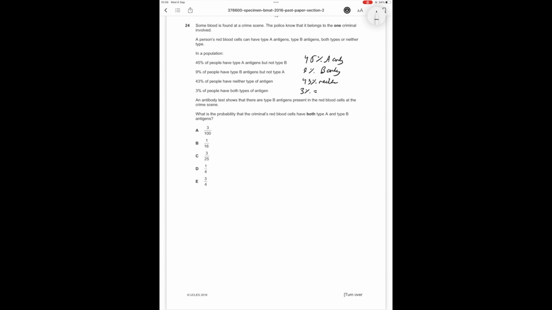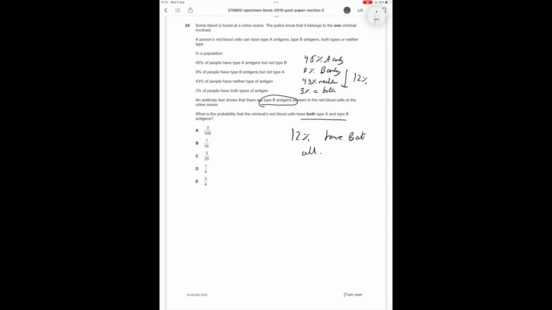3% have both. An antibody test shows that there are type B antigens present in the red blood cells at the crime scene. What is the probability that the criminal's red blood cells have both type A and type B antigens? So of people who have type B at all, we have 12% total. This is because 45% have A only and 43% have neither. That adds to 88%, so the remaining 12% have B.